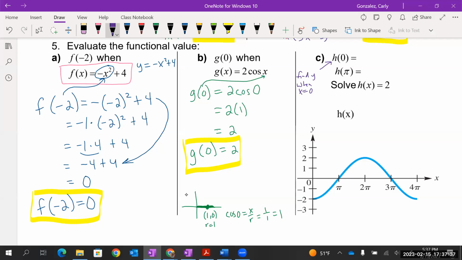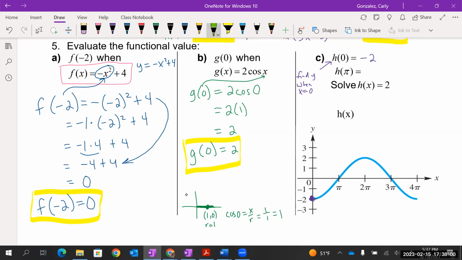Okay. So x equals 0 means I don't go side to side at all. I'm just at the origin and I'll go up and down. So let's look for the graph. And there it is. And what is the y value there? Y is -2. So h of 0 equals -2. Let's try the next one.